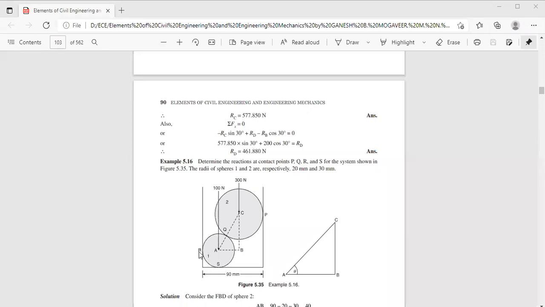Now here sphere 1 is making a contact at this point, so you can call it as A. Any number you can give. So 1, here it is making a contact at this point. 2, and in between the spheres you have a contact point at this point. So he has called it as Q. And again the sphere 2 is making a contact at this point, P. So now we have to find RP, RQ, RR and RS. These are the contact points.